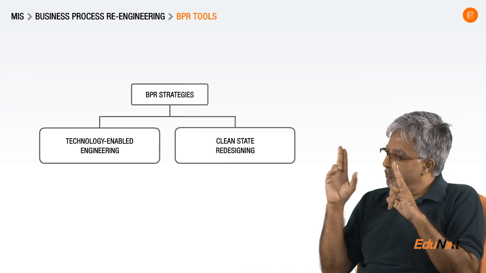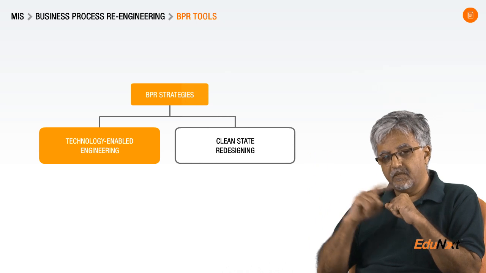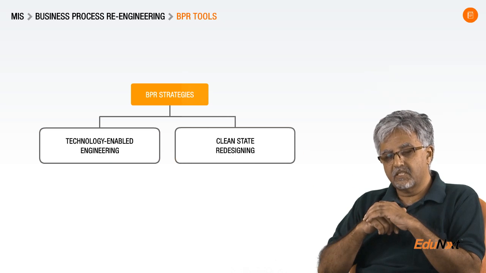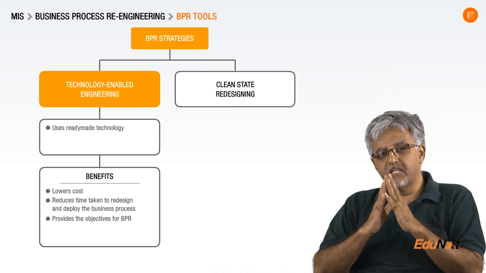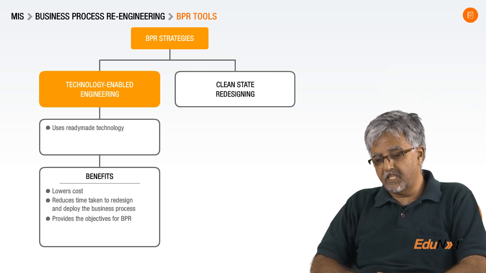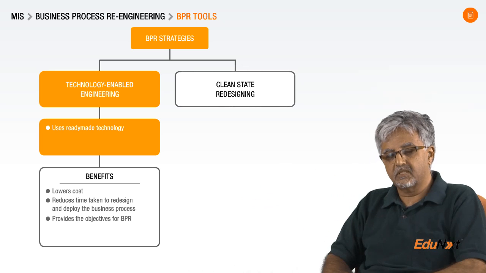So, there are 2 overall strategies for BPR. One is technology-enabled engineering, and 2 is clean state redesigning. Let's look at technology-enabled engineering. With technology-enabled engineering, you use ready-made technology. Whatever is available off the shelf, use it.